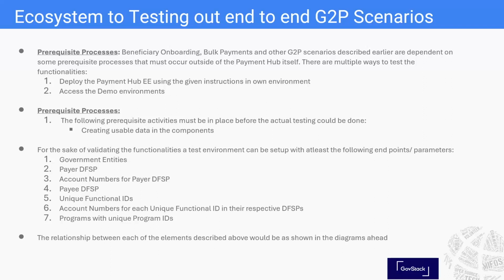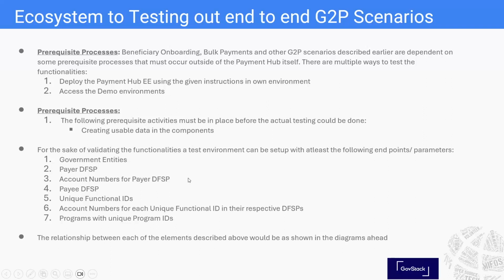For example, we have to assume that some registry has already onboarded some beneficiaries, they are already in place. Even in real-world scenarios, before these things could be tested, it is important that there are already beneficiaries created, and some amount has been provisioned in the treasury accounts or the payer accounts, and then the transactions could occur.